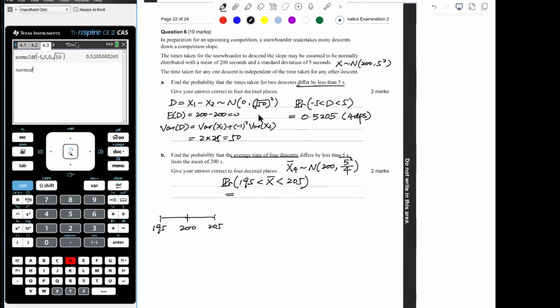So I can get a normal CDF of 195, 205, mean 200, standard deviation square root of 25 over 4. So actually you get a lovely number, 0.954499, which is like 2 standard deviations away from the mean, okay? Rounded to 0.9545, to 4 decimal places, okay.